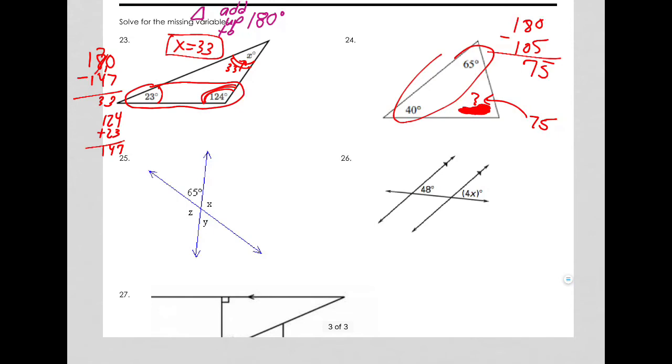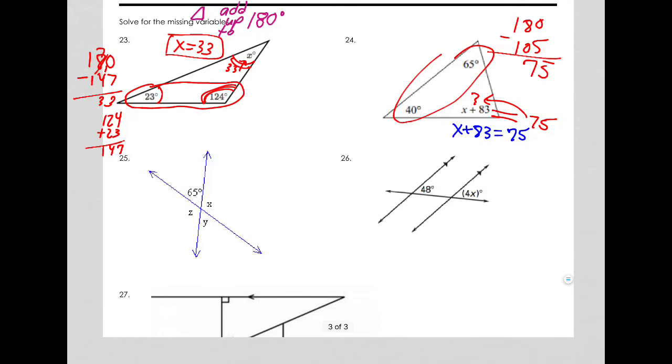But guess what? It has a little expression there. Well, what do we know about that expression? We know that expression has to equal 75. So you just set it equal and solve it. I don't like how close that is, so I'm going to erase that and we're going to do a different color. So x plus 83 has to equal 75.